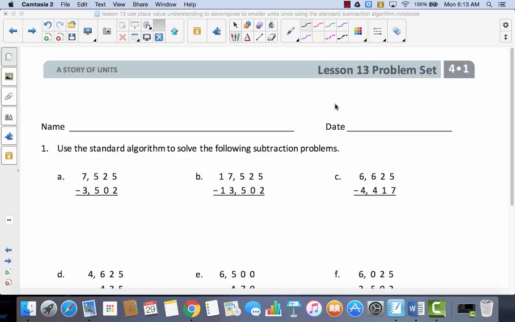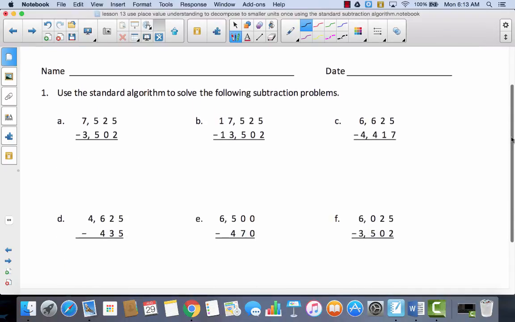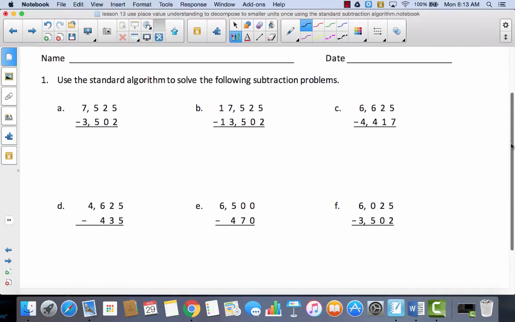Okay, so let's take a look at your problem set. Go ahead and write your name at the top, and then let's look at the directions. The directions say use the standard algorithm to solve the following subtraction problems. Before we subtract in this problem, we need to make sure that we are ready to subtract. And the way that we do that, if you'll remember, is we're going to make sure that the number at the top is larger than the number at the bottom.